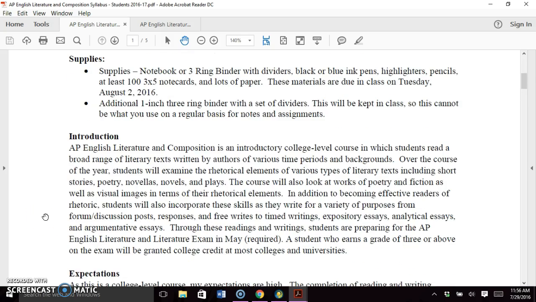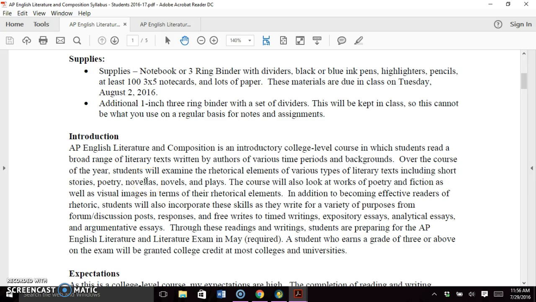Okay, the class is an AP class. It is a college level class. You are required to take the exam in May. This class's main focus is fiction. Now, keeping that in mind, yes, last year AP language was nonfiction. It was more historical documents and backgrounds and stuff like that. This time, we're going to talk more about time periods and backgrounds, literary movements from across the world, mainly European though. And we're going to apply rhetorical elements to a variety of short stories, poetry, novellas.